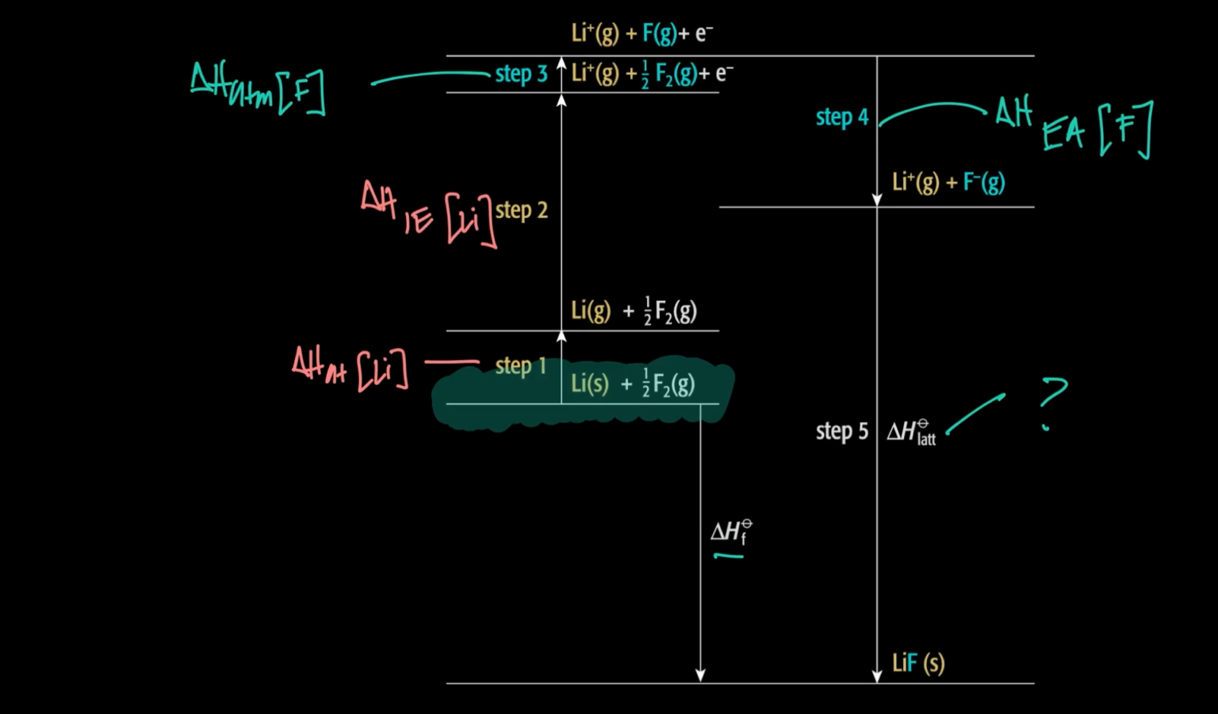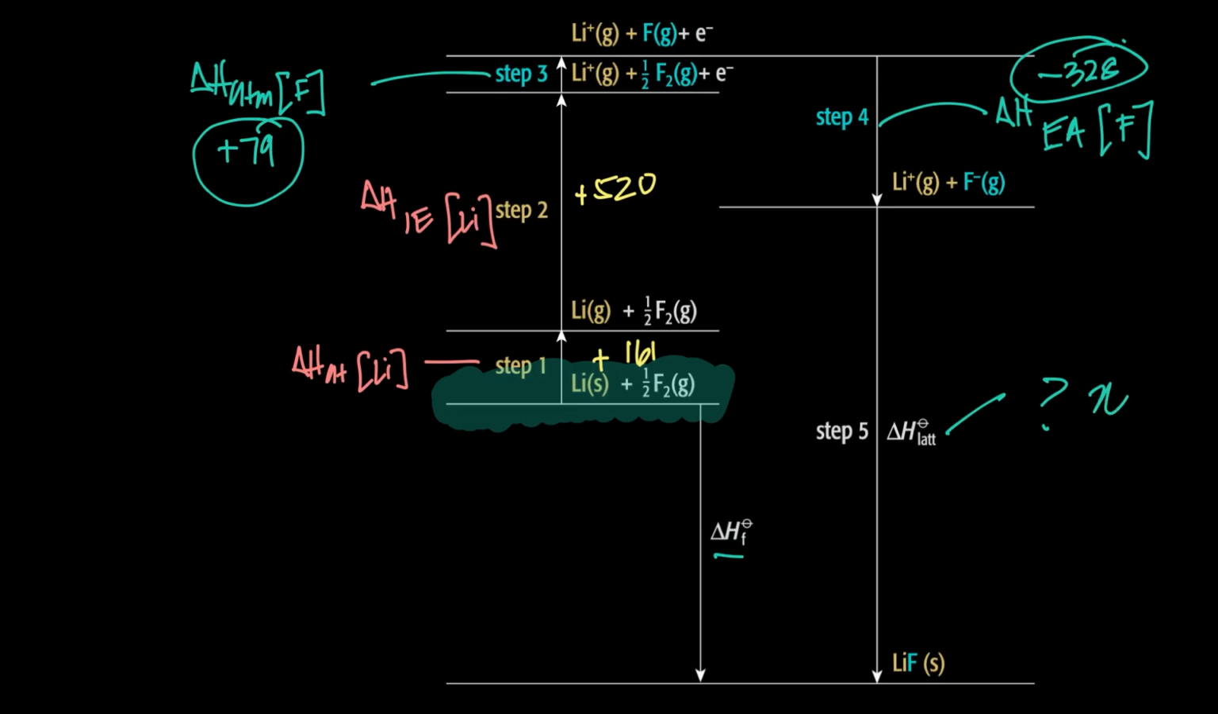For example, if I'm filling this out, step 1 would be plus 161. Step 2 is plus 520. I'm looking from the data in the question. This is the atomization of lithium, ionization energy of lithium. Step 3 is the atomization of fluorine, which is literally half of 158, which is 79. This value. And then the electron affinity of fluorine is minus 328. And then the lattice energy is unknown to us as X, and the formation is minus 617.